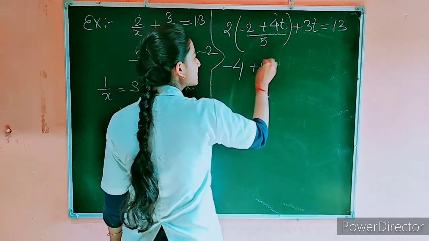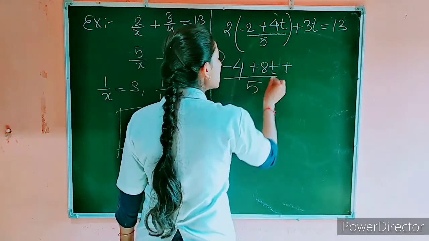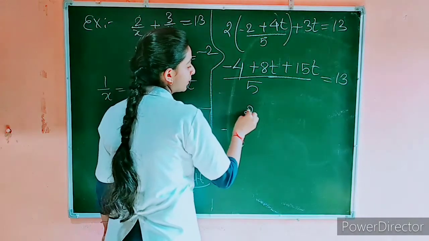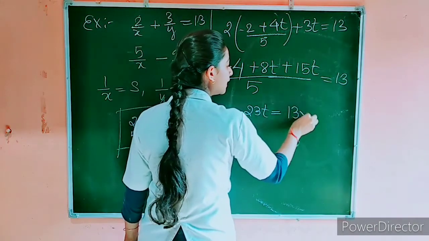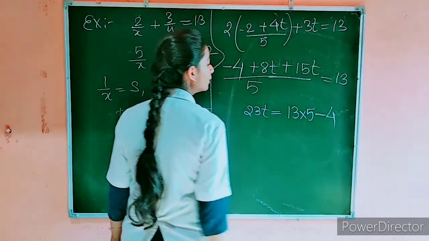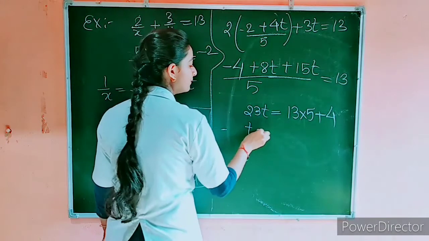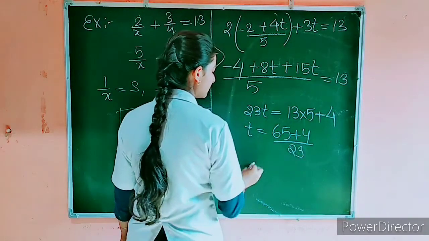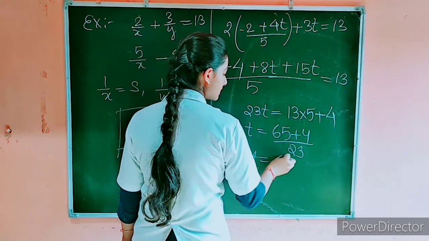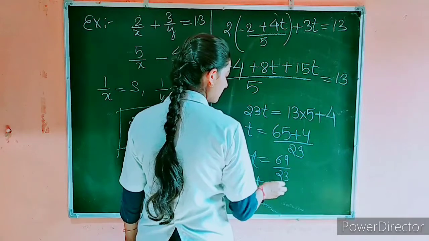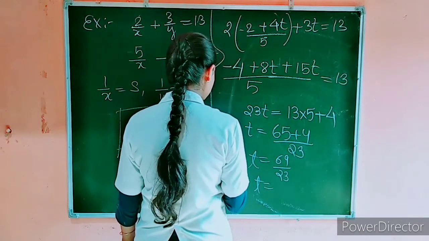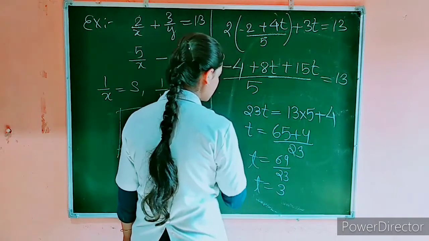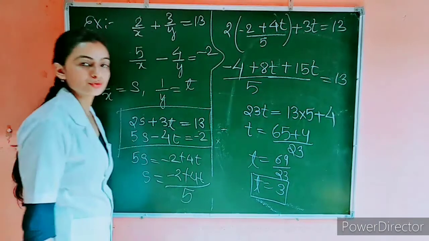Taking LCM, we get -4 + 8t + 15t = 65, so 23t = 13 into 5 plus 4, which is 65 + 4 = 69. So t = 69/23, and the value of t is 3.